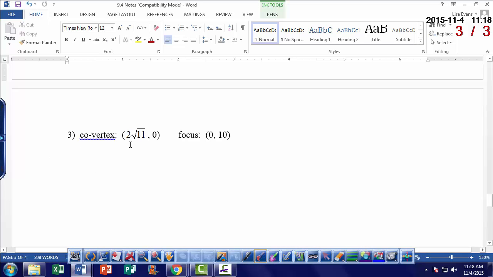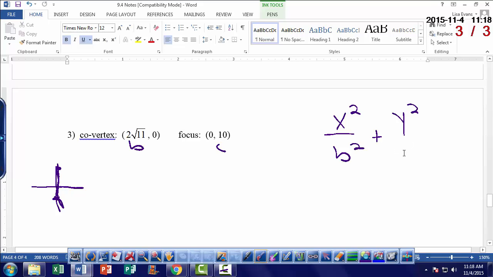Okay, now in this problem you weren't given the vertex, you're given the co-vertex and the focus. Well, the vertex is going to be in the same position as the focus, so if the focus is (0, 10), the vertices must be there too, so it's a vertical ellipse. So I'm going to go ahead and write my vertical equation down, which means the bigger number's under the y. I'm given b and I'm given c, which means I need to find a. So you're going to use this formula, plug in what you know to find a.